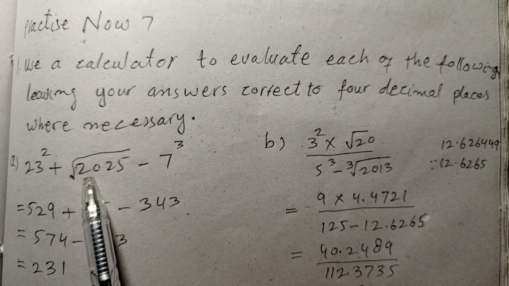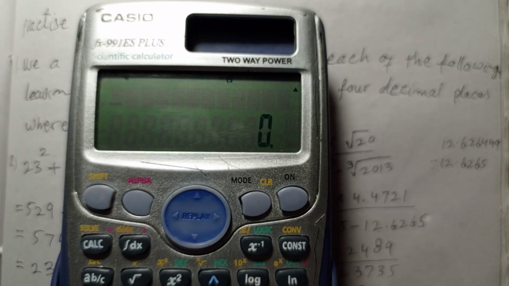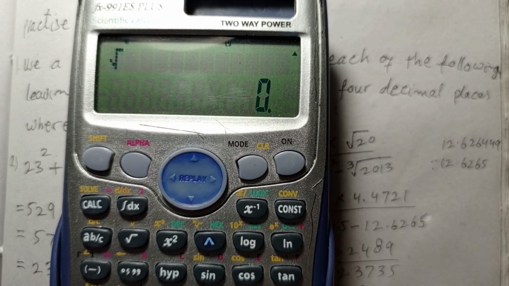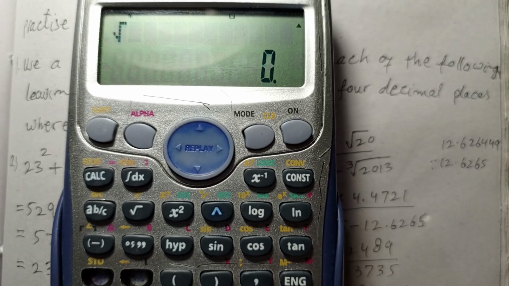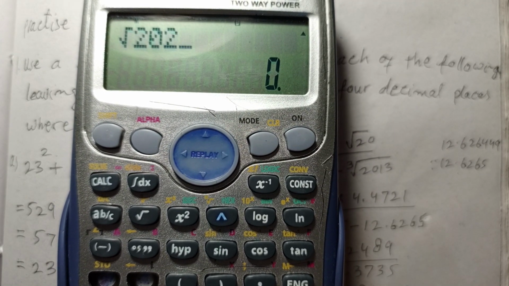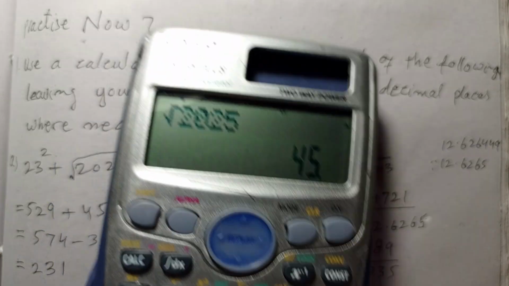Now you will find the square root of 2025. So write the square root first by pressing the square root key, then write 2025. Now press the answer key, you will get 45.